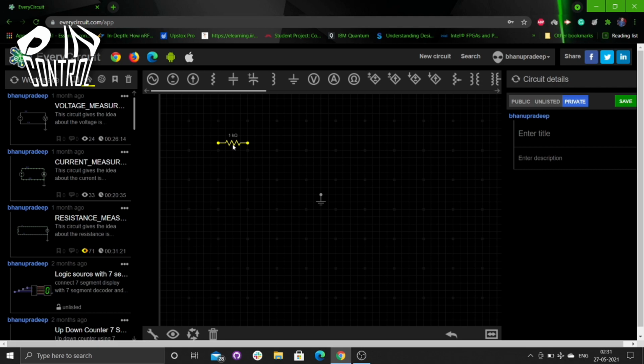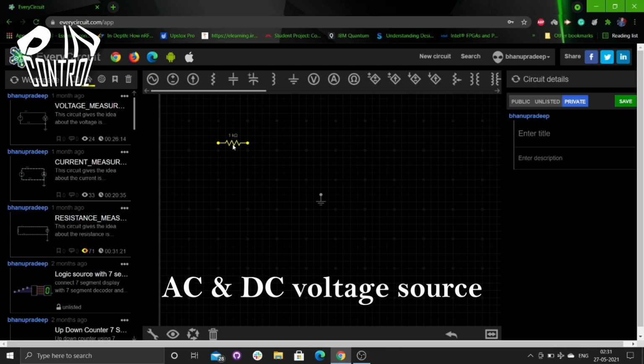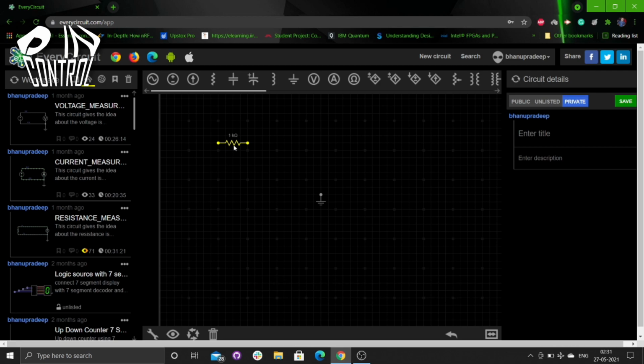As I said earlier, we have two types of voltage sources: AC voltage source and DC voltage source. In the AC voltage source, we have the frequency element, which means it has cycles, positive cycle and negative cycle. In DC voltage source, it does not have any cycles. First we will test with AC voltage source, then DC voltage source.